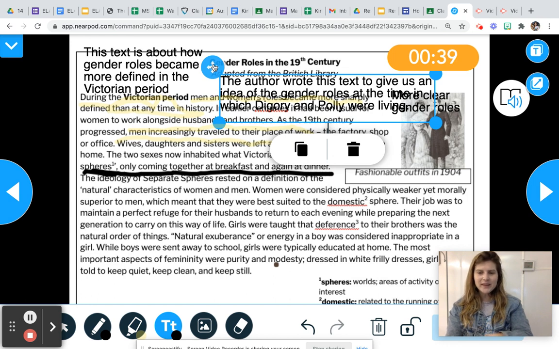Okay? So I've read my text, I've highlighted important information, I've taken notes, I asked what the main idea of this text was, I jotted down, this text is about gender roles becoming more defined in the Victorian period. I asked myself, why did the author write this text? And I know the author wrote this text to maybe give us more of an idea of the gender roles at the time in which Diggory and Polly were living so we can understand the text better.